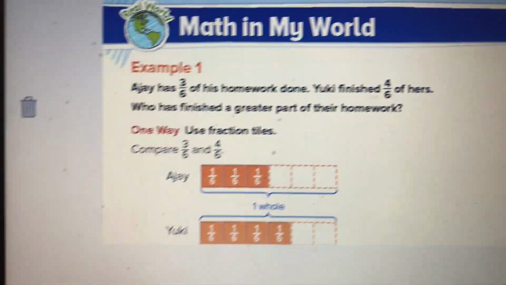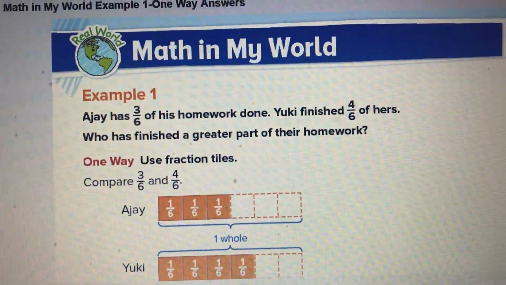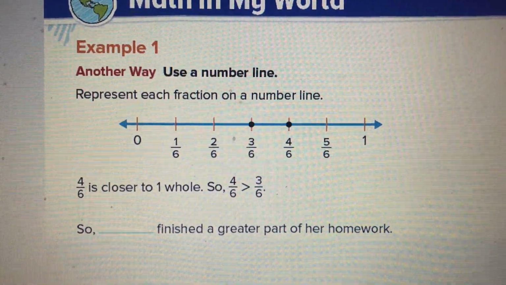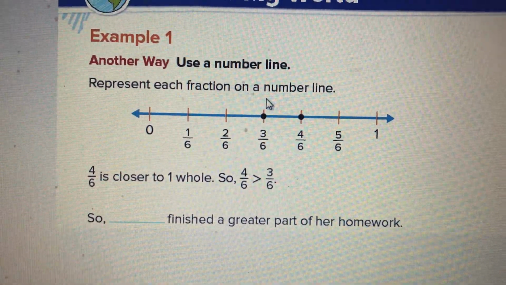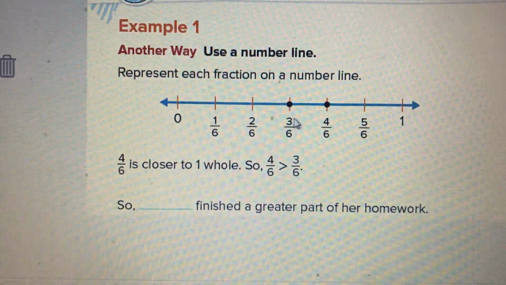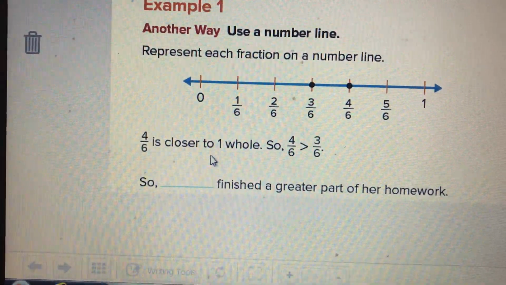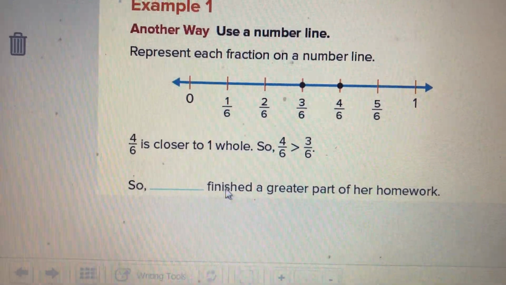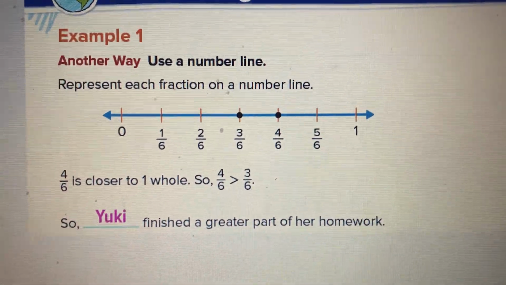They used fraction tiles. Here's a whole, 3/6, 4/6. Again, Yuki has more of hers done. Okay, another way we can do this is with a number line. We can represent each fraction on a number line. When you look at the number line right here, you divide it into sixths. You can see that 3/6 is here, 4/6 is here, all on a number line. So 4/6 is closer to the 1 whole, so 4/6 is greater than 3/6. So we could say here, Yuki finished a greater part of her homework. Okay, go ahead and write that in.